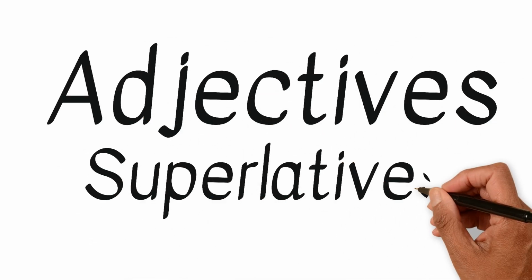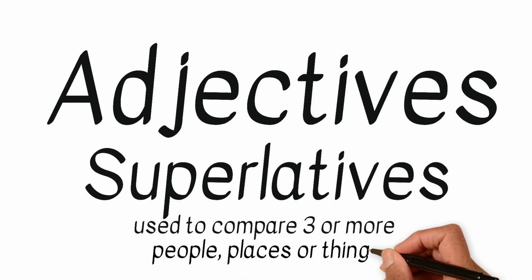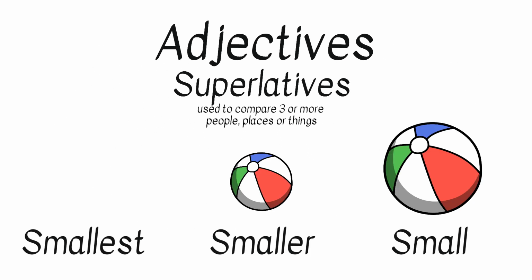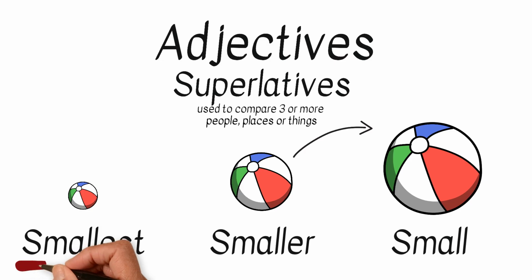Today, we'll be talking about superlative adjectives. Superlative adjectives are used to compare three or more people, places, or things. For example, small, smaller, smallest. Smaller is the comparative adjective, smaller than this one. Smallest is the superlative adjective, what we're looking at today, smaller than all of them.